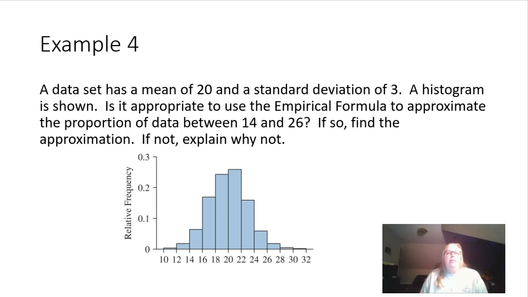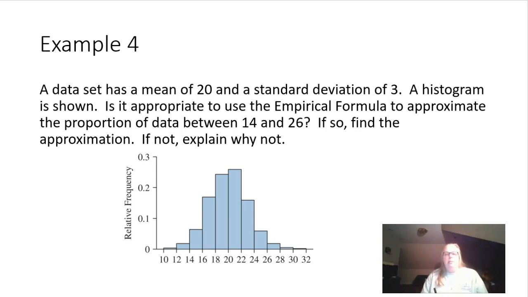Example 4, a data set has a mean of 20 and a standard deviation of 3. A histogram is shown. Is it appropriate to use the empirical formula to approximate the proportion of data between 14 and 26? If so, find the approximation, and if not, explain why not. Well, if we're going to use the empirical formula, we need to be able to see that our data is approximately symmetric. And what that means is our highest point is going to be in the middle, and the rest of the data is going to kind of taper off to the right and taper off to the left.